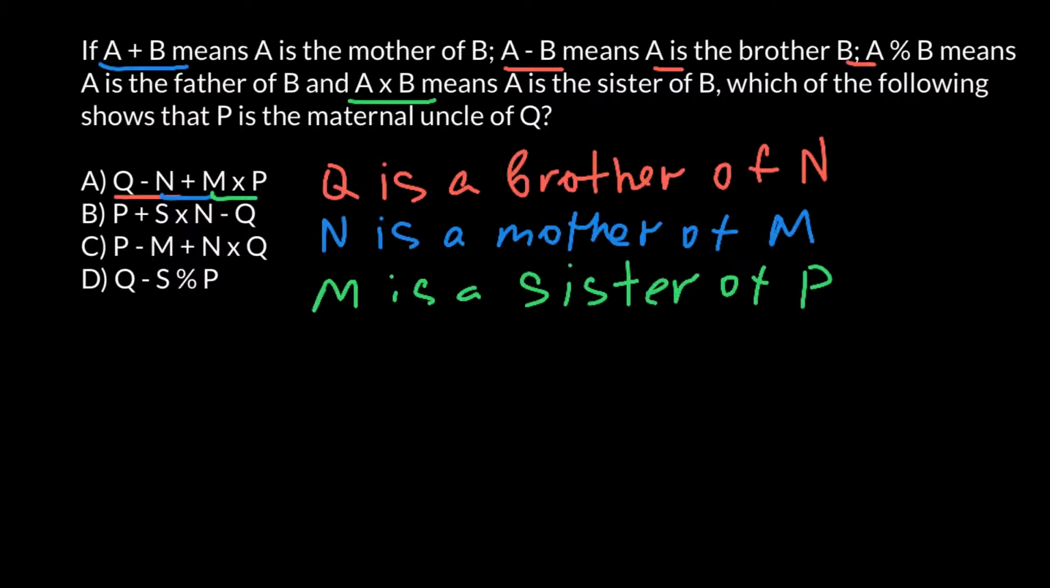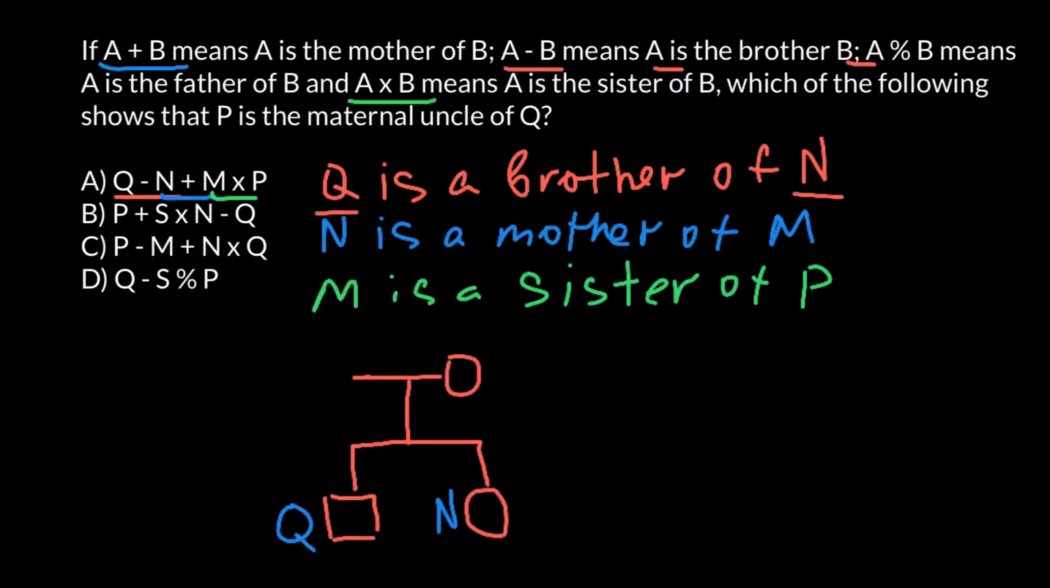So again, Q is the brother of N. So brother means we have to put a box here. Brother of N, so let's connect these two people. We don't know the gender. Actually, in the next line we know that N is a mother, so we have to put a circle here. So this person is Q, this person is N. And of course, for better understanding, these two people have a mother and father, but we don't have any letters for them because they are not mentioned here.